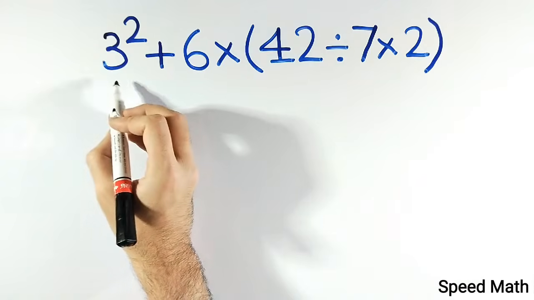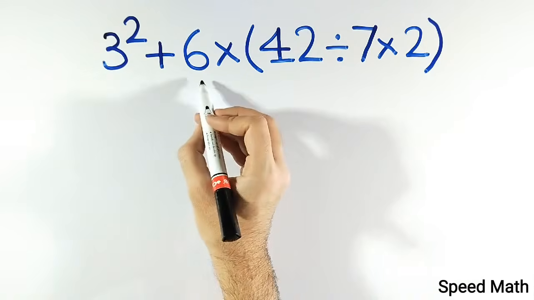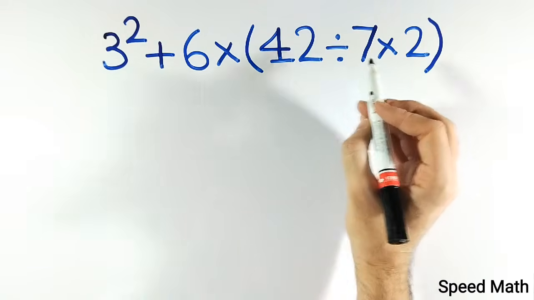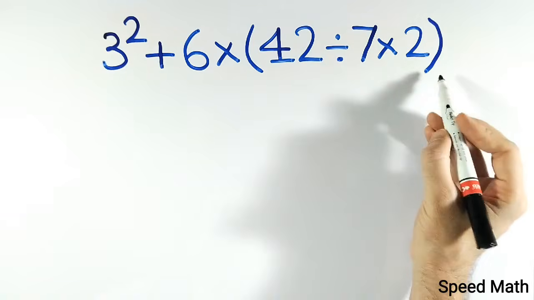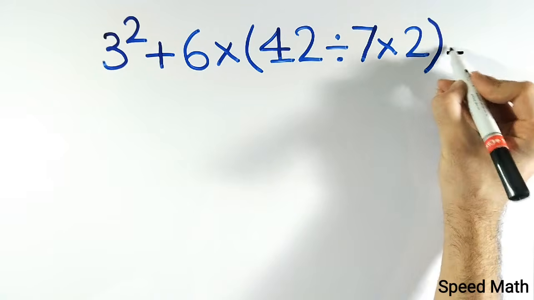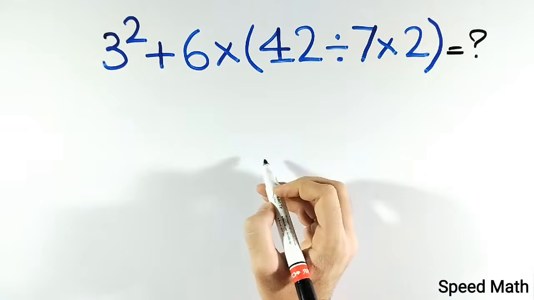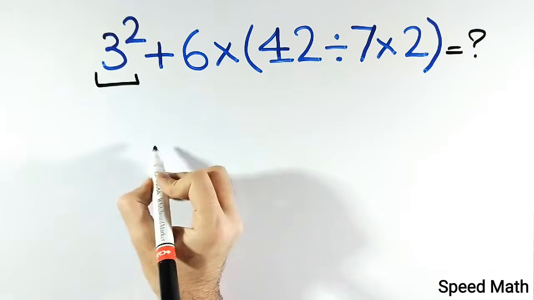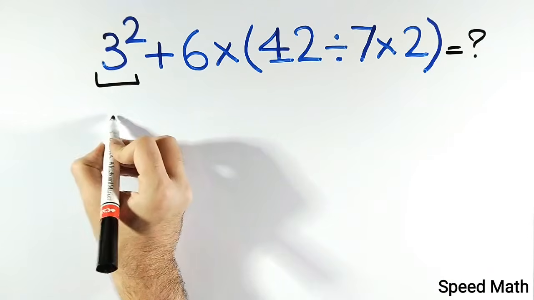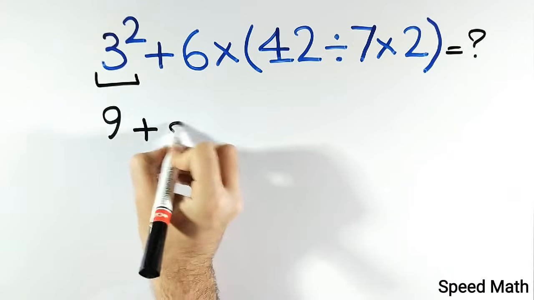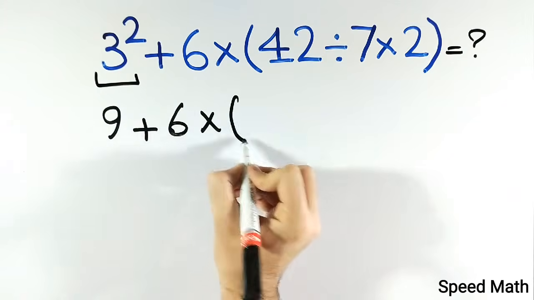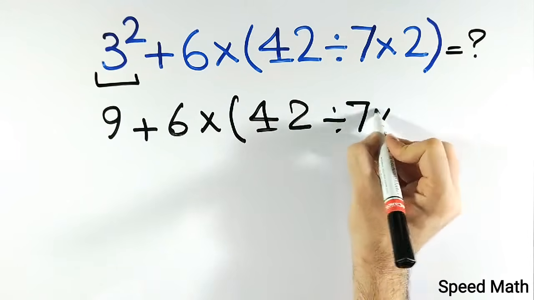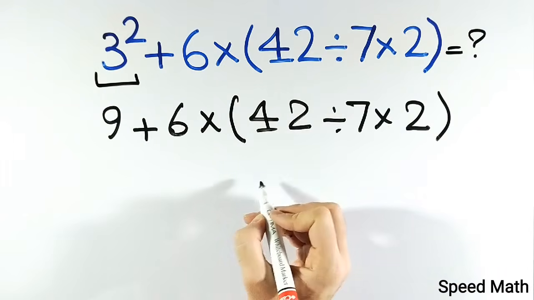If we have the expression 3 squared plus 6 multiplied by (42 divided by 7 times 2), then what is the correct answer of this question? Many people, when solving this question, first go for the exponent, and instead of this expression, they write 9 plus 6 multiplied by (42 divided by 7 times 2).